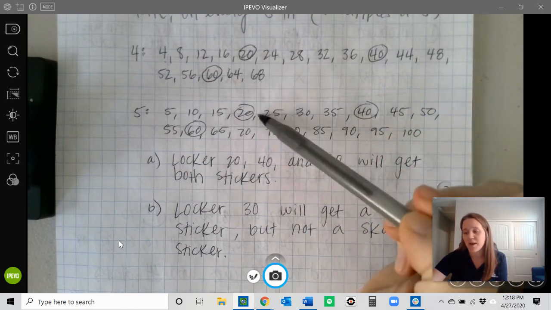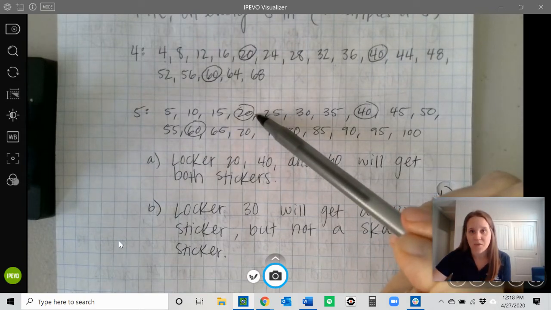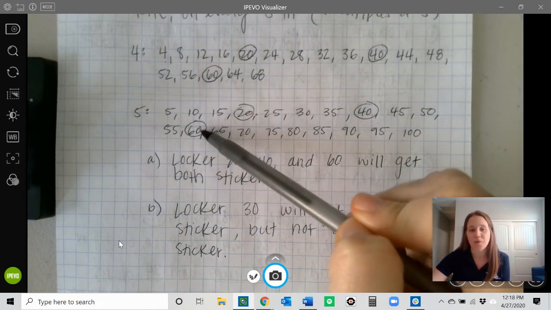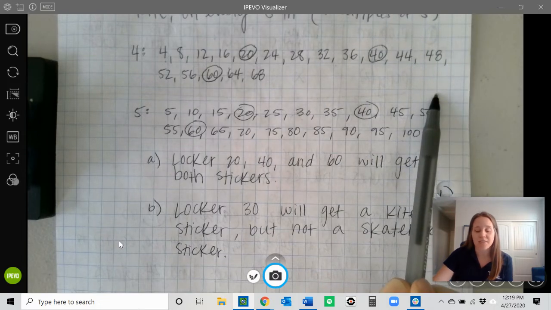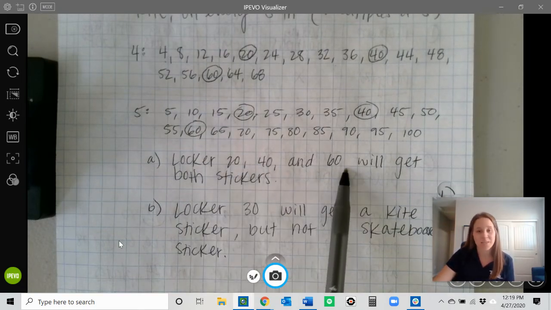So I noticed that 20 is on both lists. It is a common multiple. Locker number 40 is on both lists, and locker number 60 is on both lists. If you went all the way to 100, you would find on your list of 4s that also locker 80 and locker 100 would get both stickers. So my answer was locker 20, 40, and 60 will get both stickers. You should name 3. You could have also named locker 80 and locker 100.